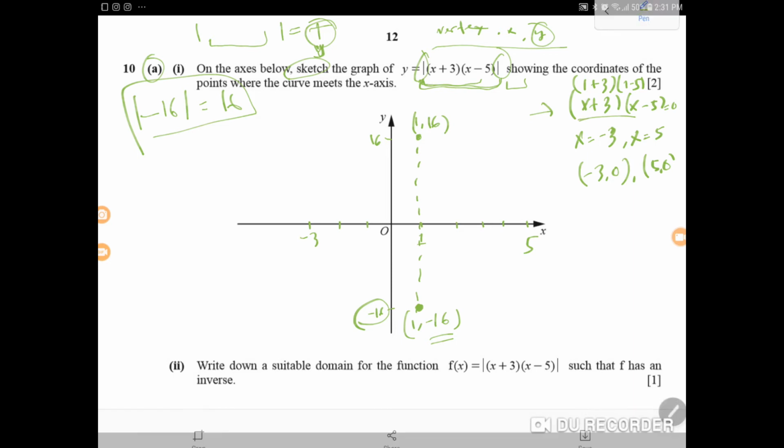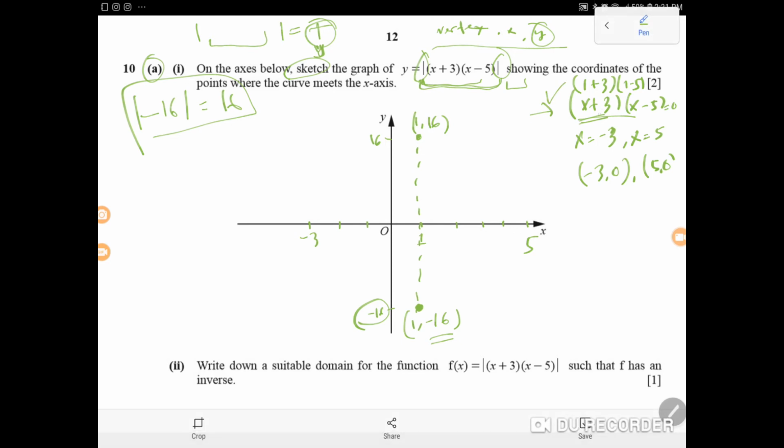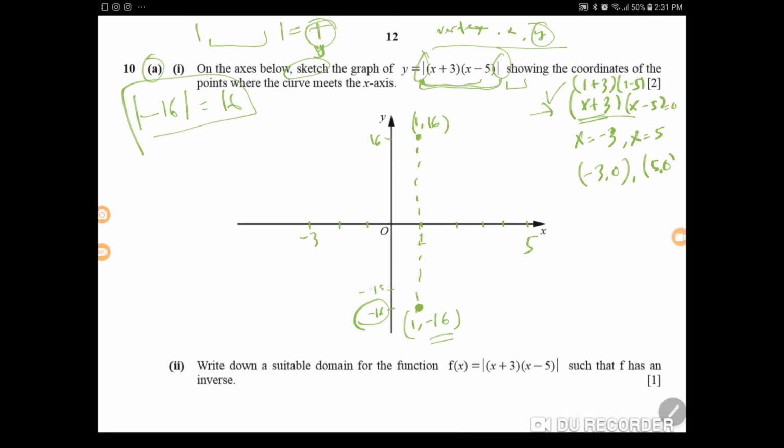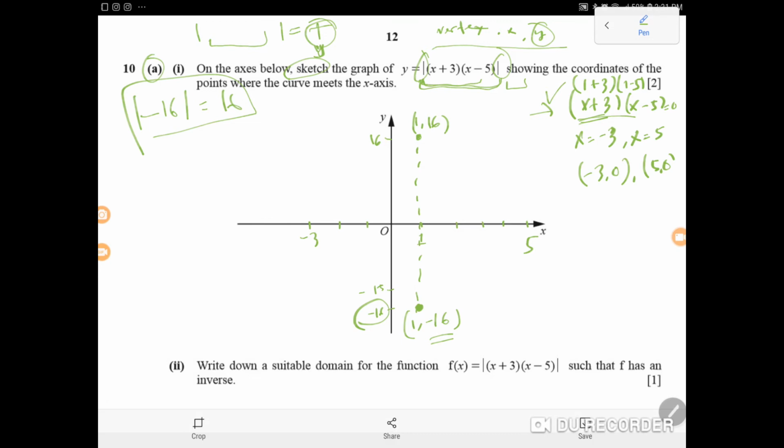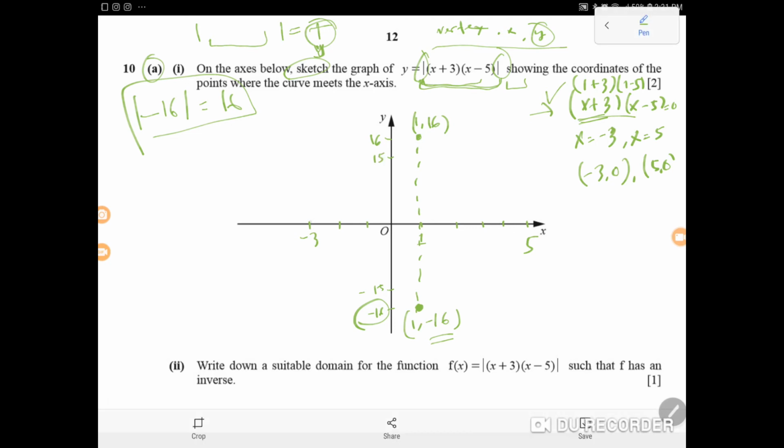Therefore, when x here in this part is 0, it's basically positive 3 times negative 5, which is negative 15. So it's around here. Again, since it is affected by the absolute function, we will flip it up and it will be here, like positive 15. Alright, so now I'm gonna sketch it.